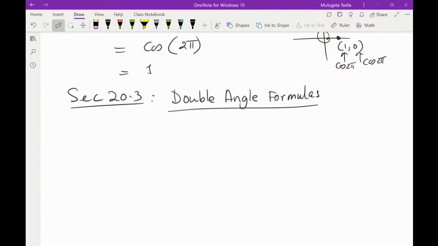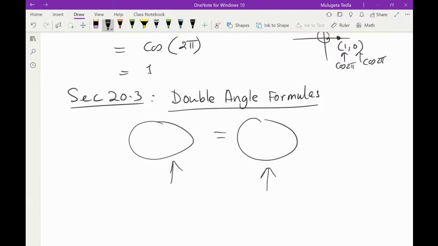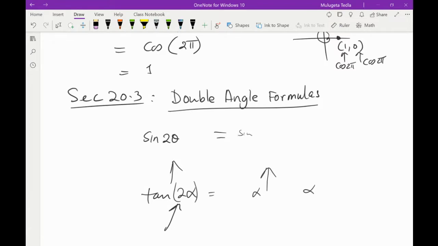So what is a double angle formula? First of all, I want you to understand what we have here, the compact form. For example, if we have sine of 2 theta, you will have something of theta here. So these are called double angle. They would be sine or cos, whatever. If you have tangent of 2 alpha, for example, you will have alpha here somewhere. That's why we call them double angle formulas.